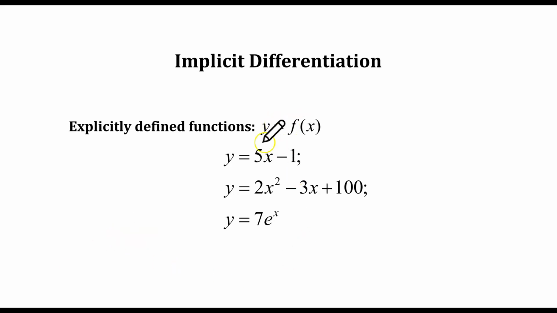The functions that you see here are examples of functions that are defined explicitly. As you see here, y is explicitly defined in terms of x. So we have all x here. This is our function y, and this is in terms of the variable x. In the previous sections, we learned how to differentiate these types of functions.